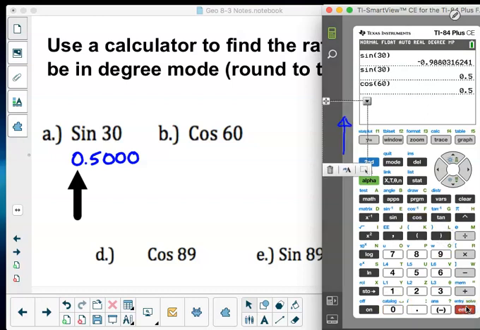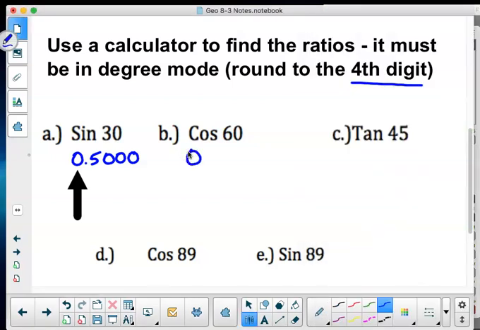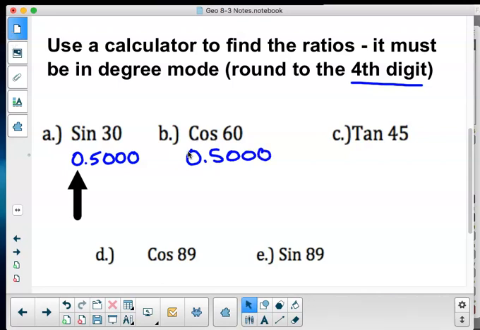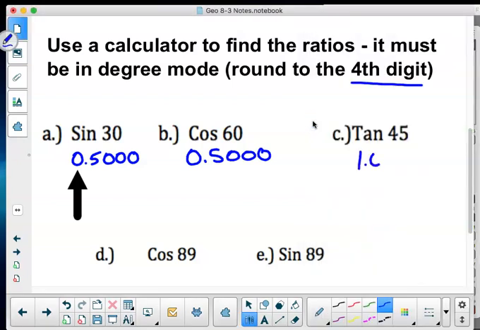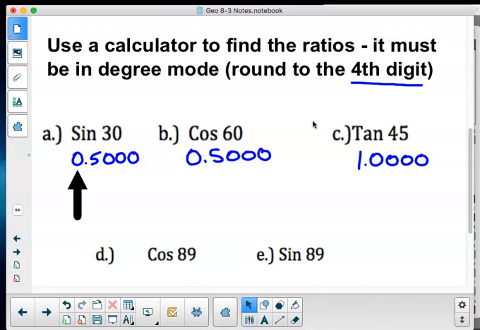Okay, now that my calculator is in degree mode, I'm starting to wonder what the deal is here. Boy, are all of them going to be the same value? Okay, I got the tangent of 45, and that's 1. So when we're back here, I got 1.0000, rounded to the fourth digit.